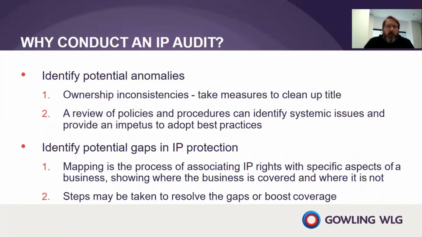Why does one conduct an IP audit? Well, there's four main reasons. You can identify potential anomalies. For example, ownership anomalies on a public record may be inconsistent. You can identify potential gaps in intellectual property protection. Mapping is a process of associating intellectual property rights with aspects of a particular business, showing where the business is covered and where it is not. Steps may be taken to resolve the gaps and boost one's coverage.